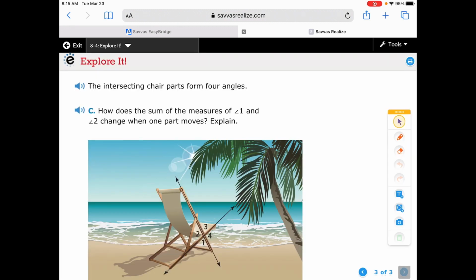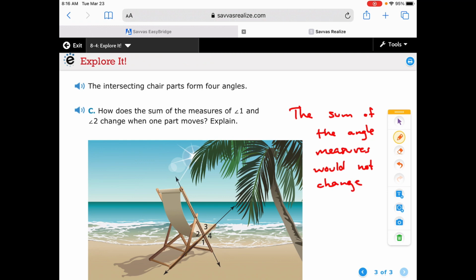Okay. Part C says how does the sum of the measures of 1 and 2 change when one part moves? Well, the sum of the angle measures would not change. It's still going to be 180. So no matter what, it's still going to be 180. Alright, so make sure you have that written in.